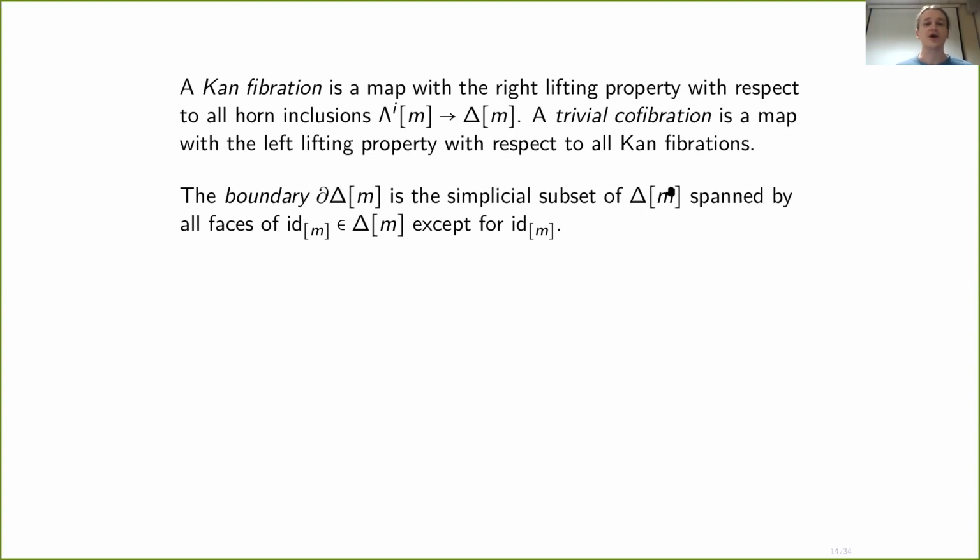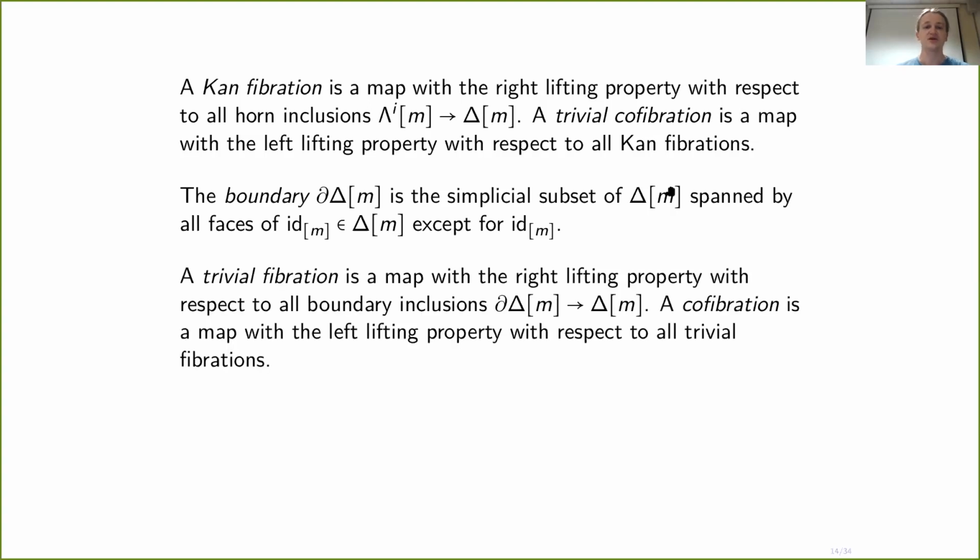before I actually prove that they are equivalent. Right. Okay. So then I have the boundary of a simplex, which is just a simplex with the top simplex removed. So all the faces except for the top one denoted by identity. And that leads to another notion, namely that of a trivial fibration, which has the right lifting property with respect to all boundary inclusions.